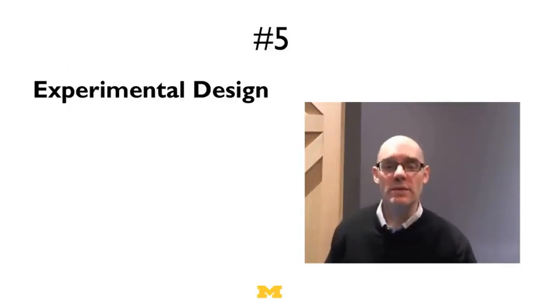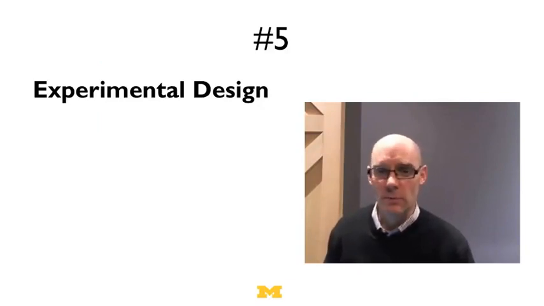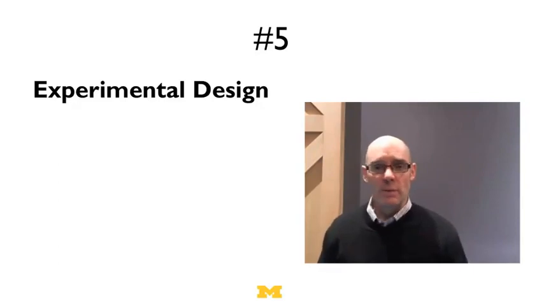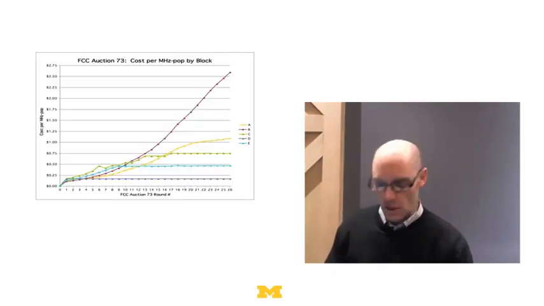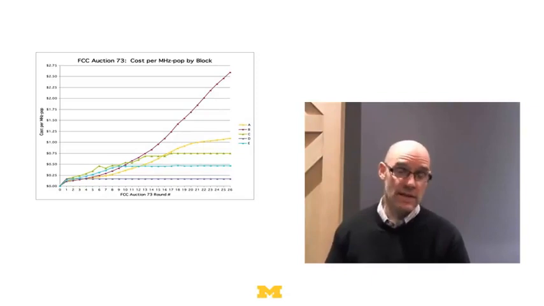Okay, reason 5, experimental design. Now, what do I mean by experimental design? Well, suppose you want to come up with some new policy. So, for example, the federal government, when they were trying to decide how to auction off the federal airwaves for cell phones, wanted to raise as much money as possible. Well, to test what auction design would work best, they ran some experiments.